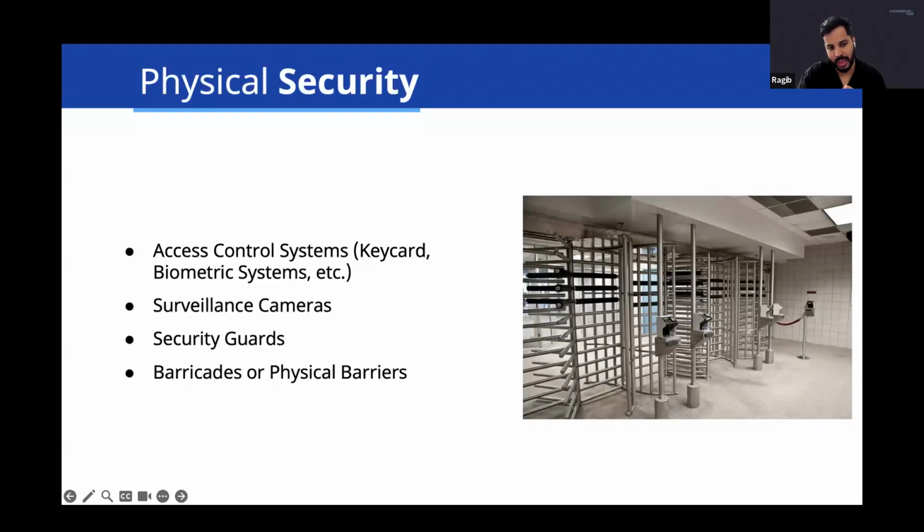So the key is that physical security and cybersecurity work hand in hand. What good is the best firewall if someone can just walk in and plug a USB drive into your server? So you have to make sure that along with cybersecurity, we are also secured physically as well. All right.